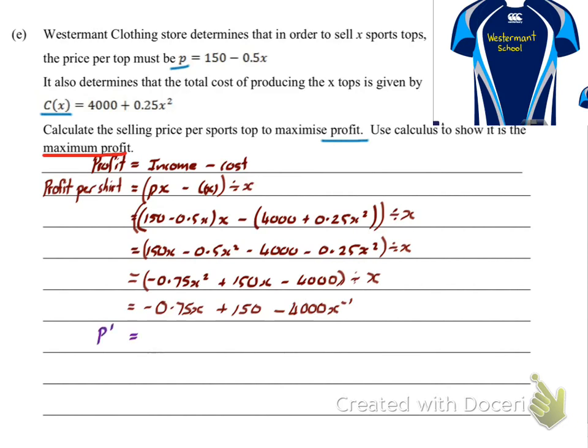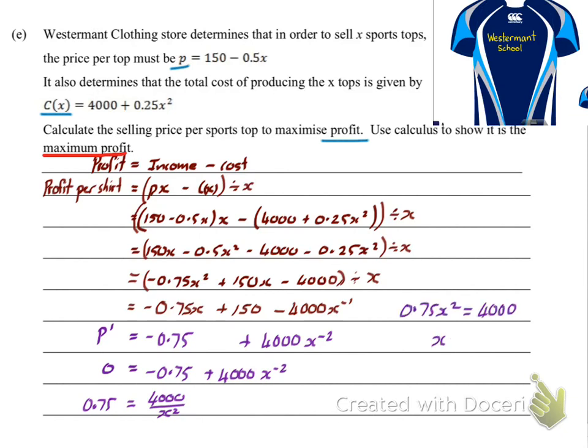Because we want the maximum profit per shirt, differentiate it. So we're going to multiply by the power and reduce the power by 1, so a single number will disappear and the next term will become negative 1 times negative 4,000, positive 4,000 x to the negative 2. We want to make it 0 because that's when it's a maximum profit, when the differentiated equation equals 0. Multiply by the x squared, divide by the 0.75, square root your answer, and it's 73.